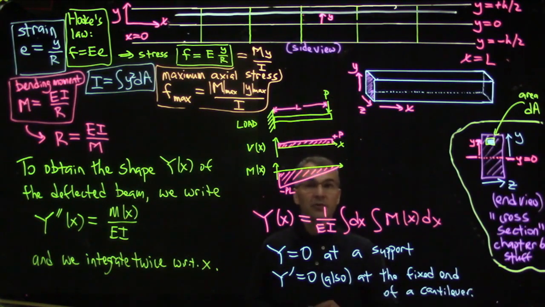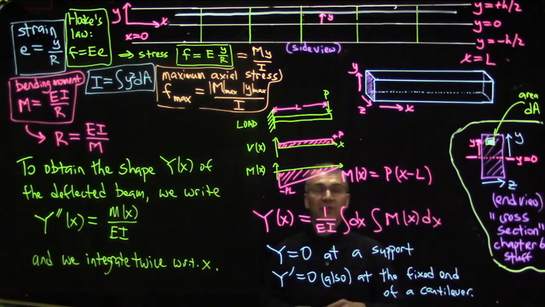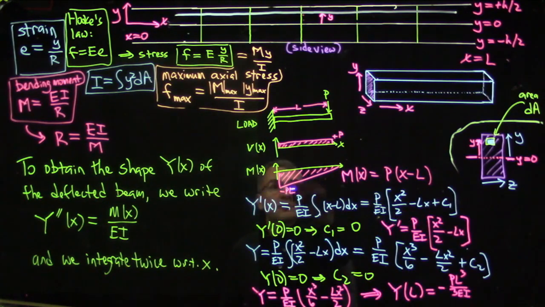Then we can write an expression for M of x. Okay, so we could say M of x is P times (x minus L). So at x equals L, this has the value 0, and at x equals 0, this has the value minus PL. So that seems pretty good. So then we can just use this expression. Okay, so we take this moment curve for the cantilever, which is minus PL at x equals 0, and it's 0 at x equals L. So writing a functional form for that, the moment function is P times (x minus L).